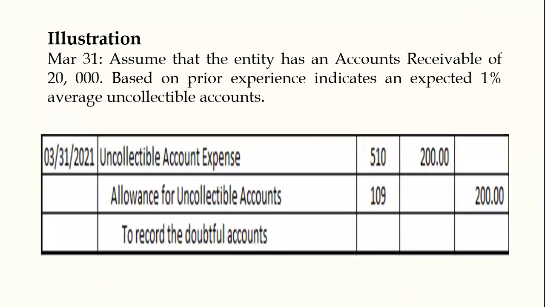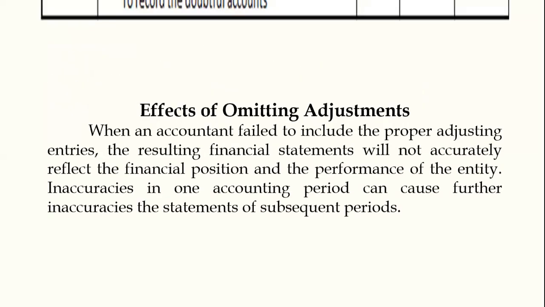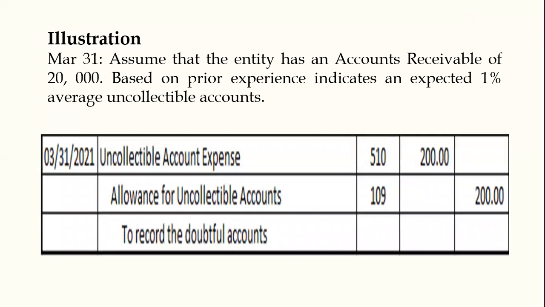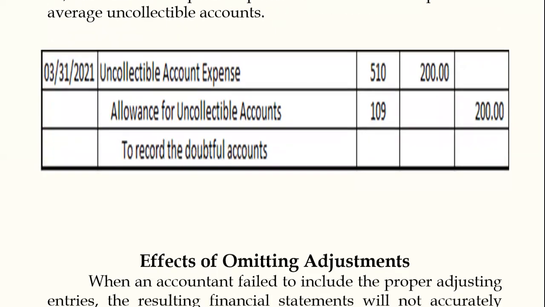Kaya at the end of the month, magre-record din tayo, no, ng uncollectible account expense. That is 200. Saan galing yan? 20,000 times 1%, that is 200. No? Allowance for doubtful accounts or allowance for uncollectible accounts. Sometimes ang tawag dito ay bad debt expense. No? Instead of uncollectible accounts expense, sometimes ang tawag dito ay bad debts expense. No, kapag bad debts expense ang nasa chart of accounts, yun ang inyong gagamitin. Hindi bad breath, no? Bad debts expense.